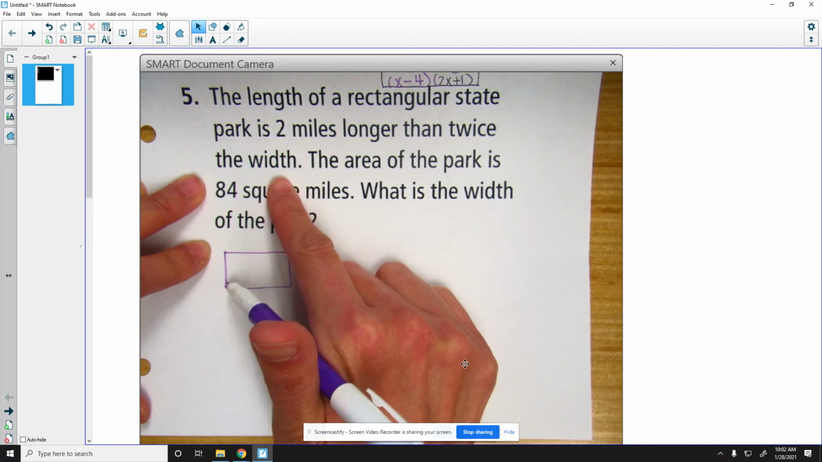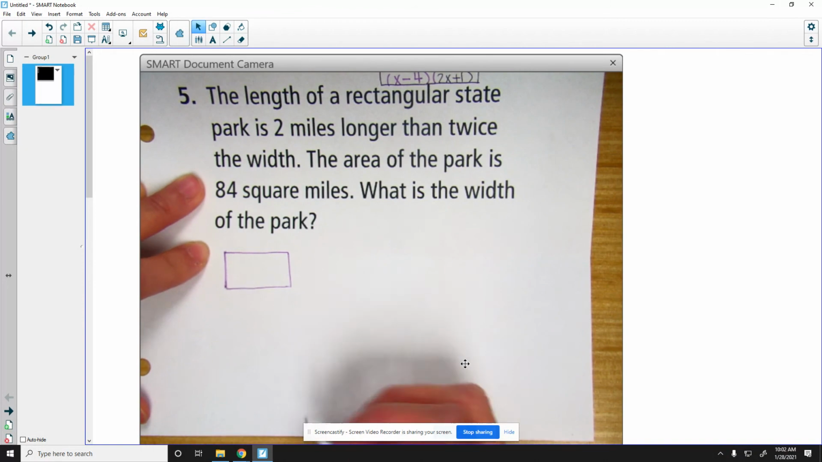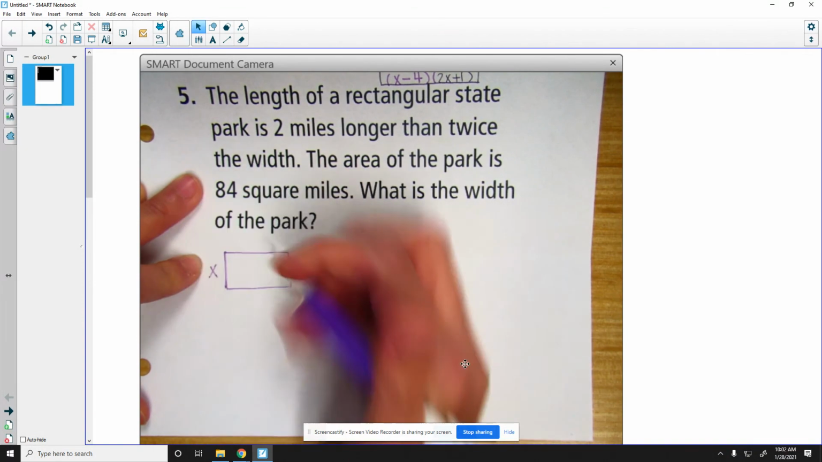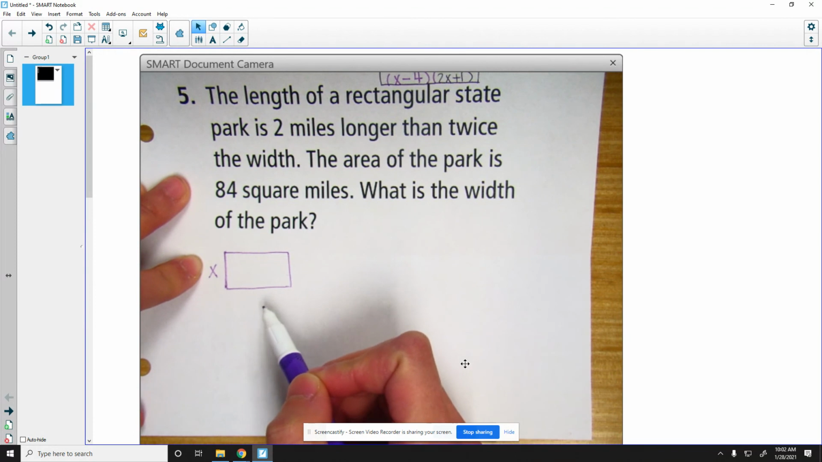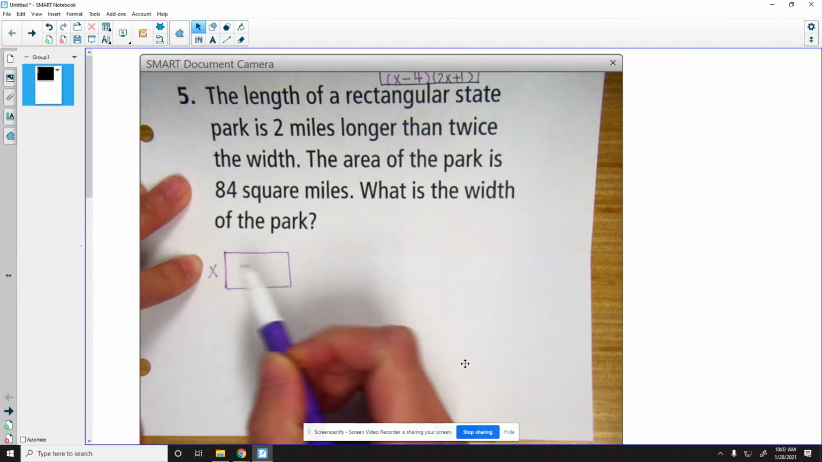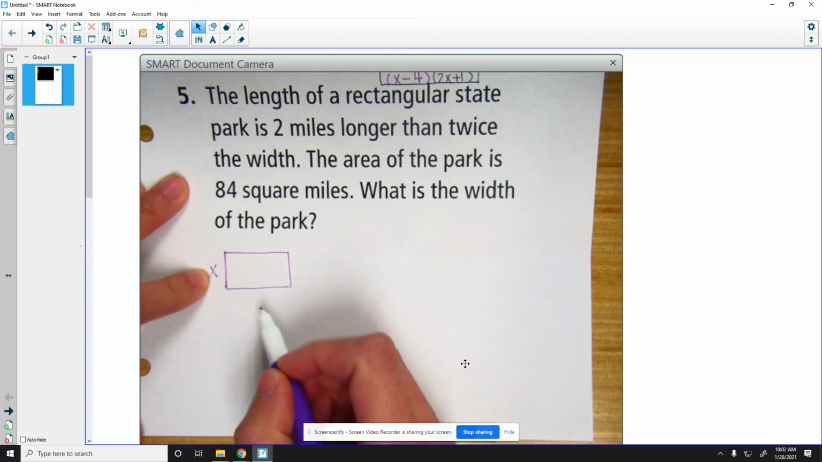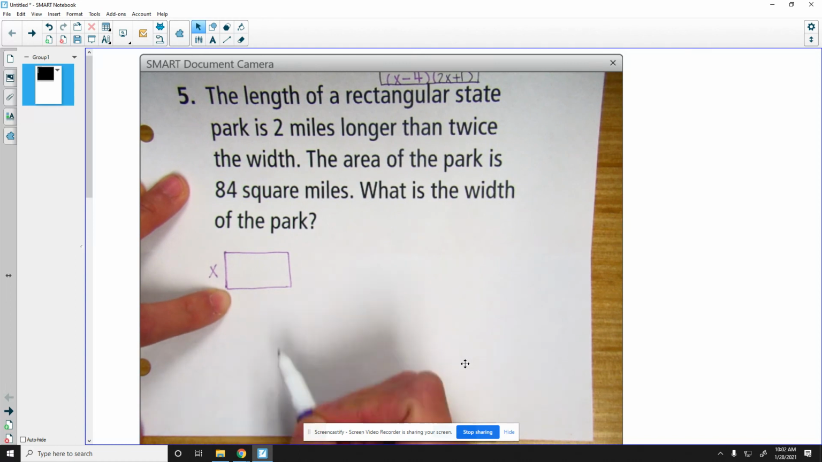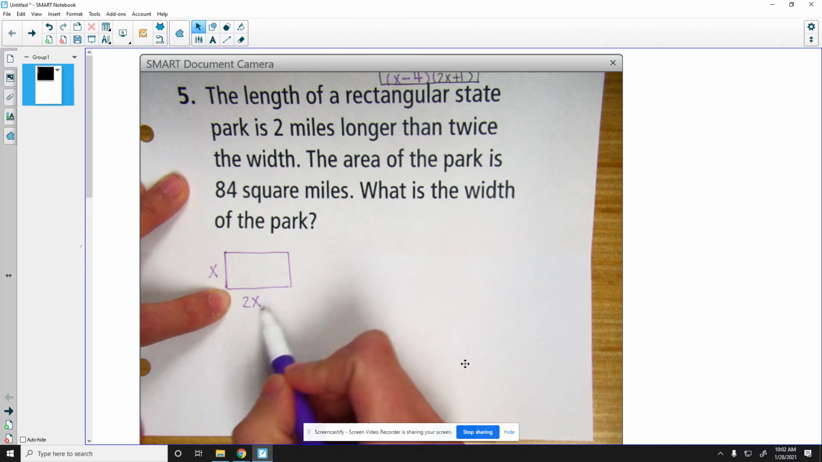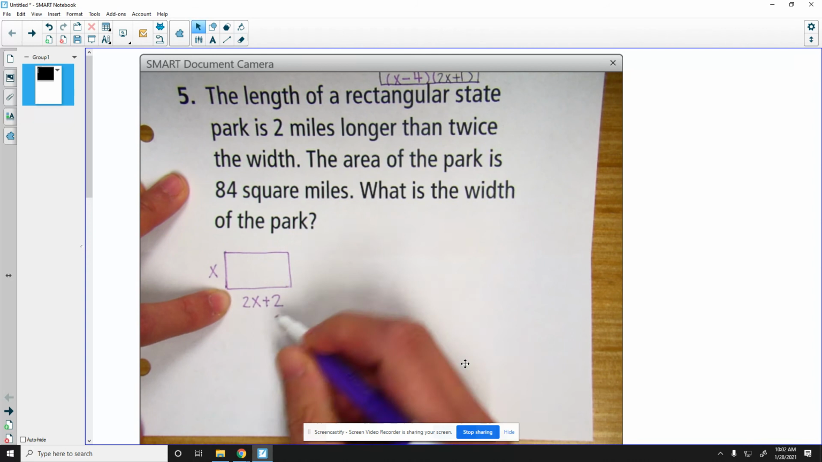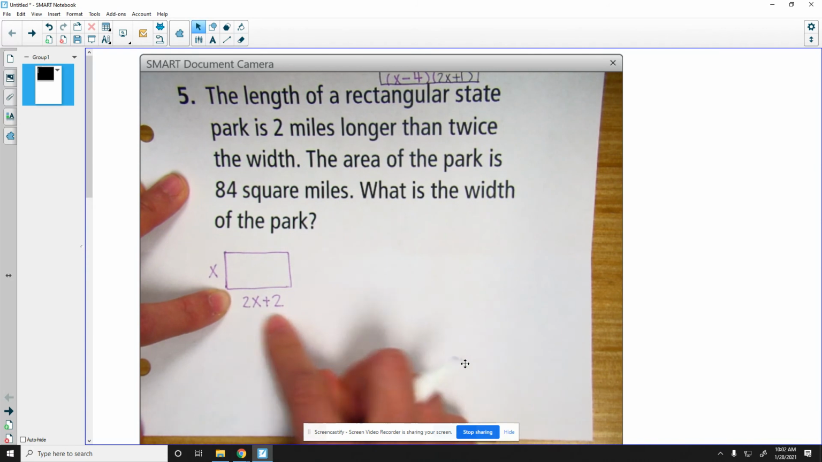I don't know the width. It doesn't say the width. So if I don't know the width, what do I write? X. Okay. So the length is 2 longer. So think if that's like a plus, minus, multiply, divide. 2 longer than twice X. Does anyone think they know how to write that? Owen? 2x. But 2 longer than twice the width. 2x plus 2. Thank you. Right? Because you still have that 2 longer part. So 2x plus 2. Okay.